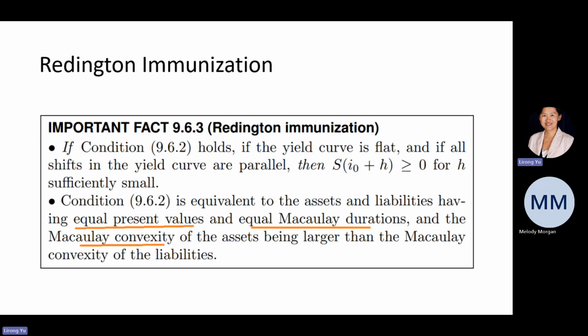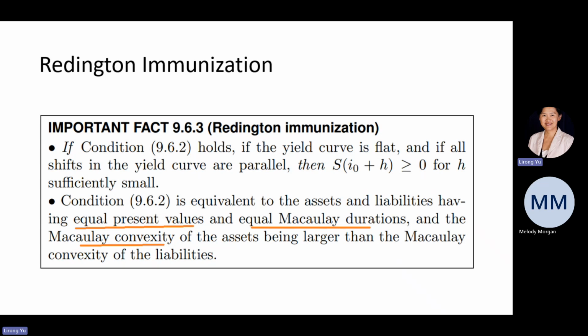If the Redington immunization holds, then we are immunized against small changes in the interest rate. So if the interest rate changes slightly, it doesn't matter. Now, if the Redington immunization is true, then the total present value of the asset equals the total present value of the liability, and they will also have equal duration. Doesn't matter whether Macaulay duration or modified duration, they're all equal.